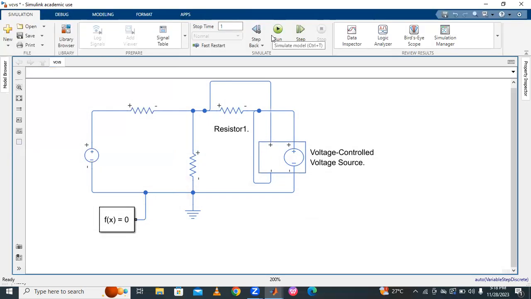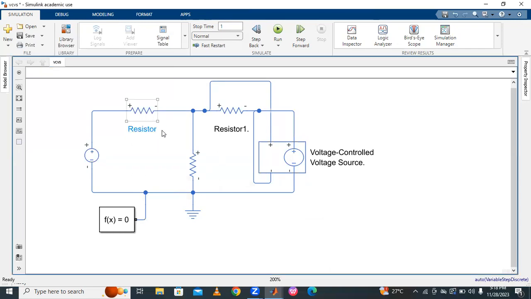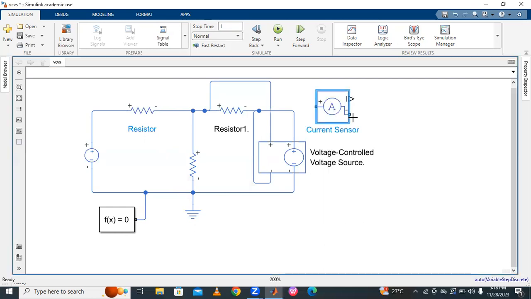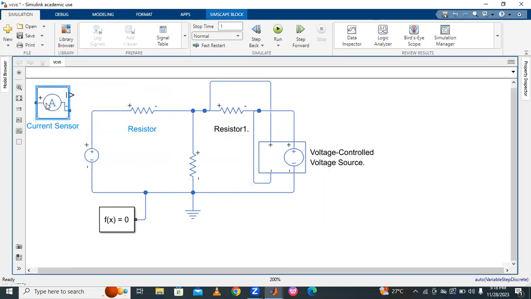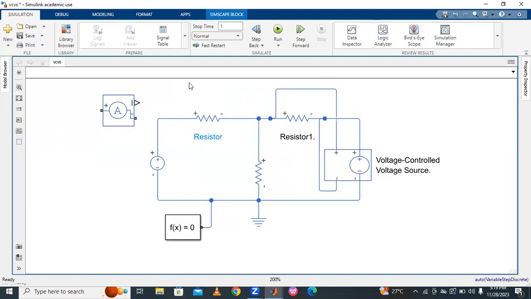Without a voltage sensor and current sensor, how do we display the voltage and current? That's why we connect a voltage sensor and current sensor. Take first one current sensor to find the source current. Place it here and connect exactly in series with this. For example, this is called the current sensor. To find the source current, delete this element.